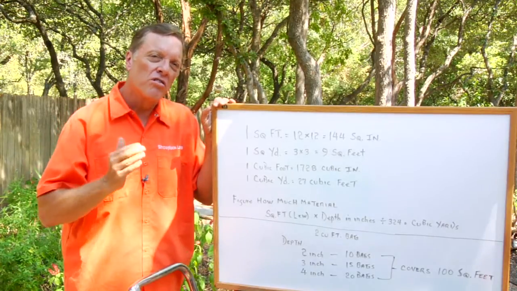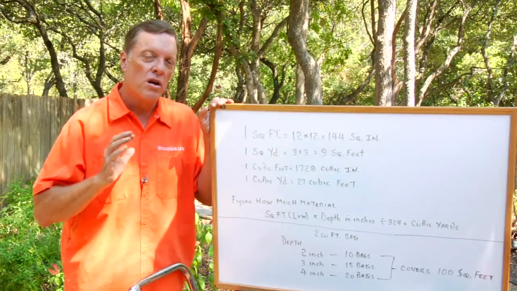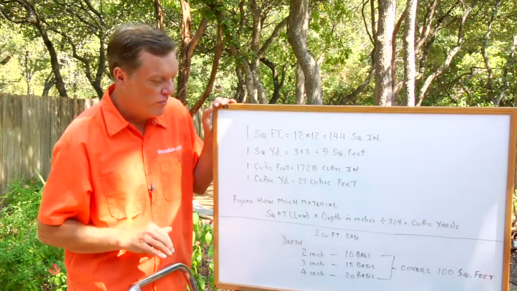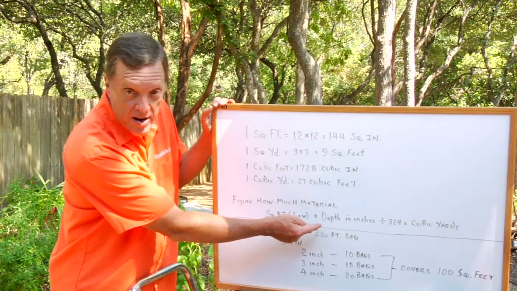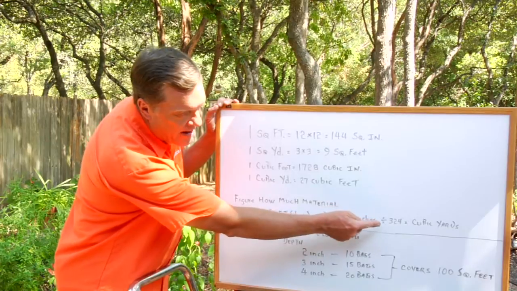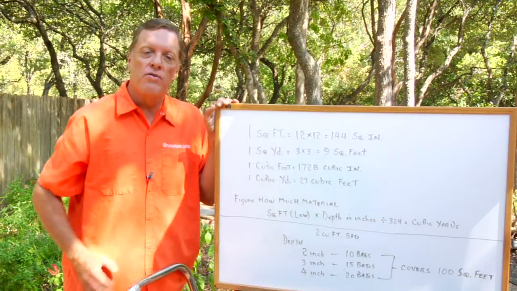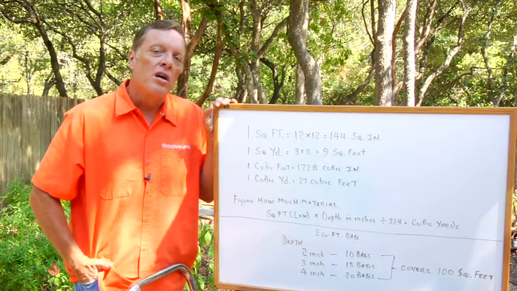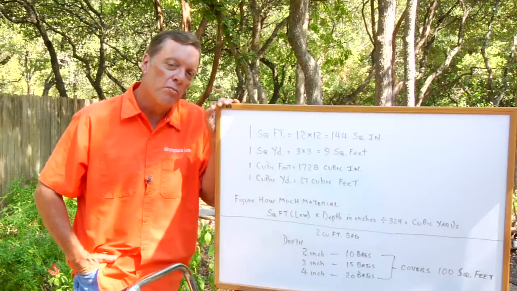In some cases, with some of the mulches, you will put down 4 inches to make sure you have good weed control. So you take your square footage times that depth, however deep you are going to do it, and divide that by 324. That will give you the answer for how many cubic yards of material you will need to do that particular project.